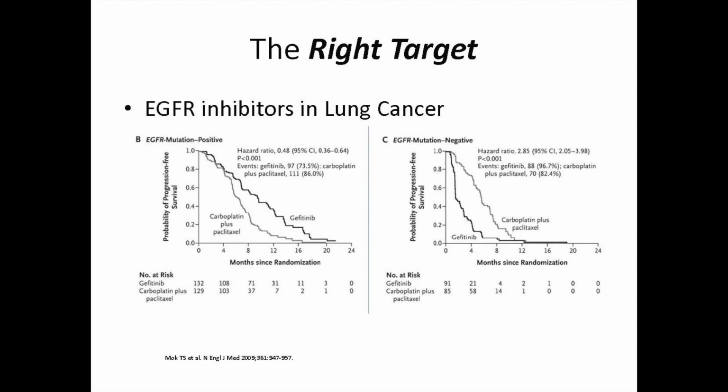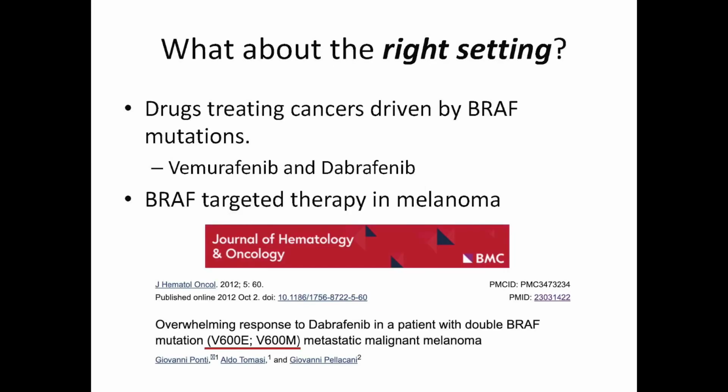Gefitinib works worse than the other treatment in terms of patient progression-free survival, since the Kaplan-Meier curve for gefitinib is way below. Now you see, we need to have the right target. EGFR mutation positive or negative makes a big difference in treatment outcomes. What about the right setting?